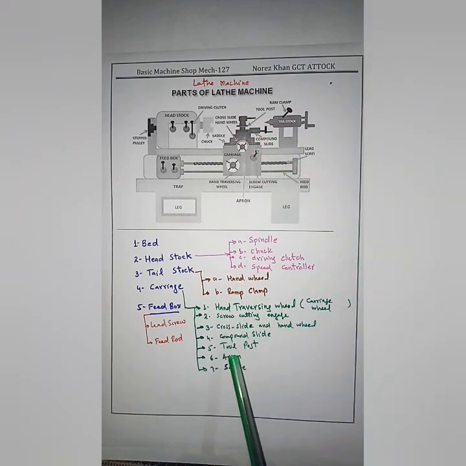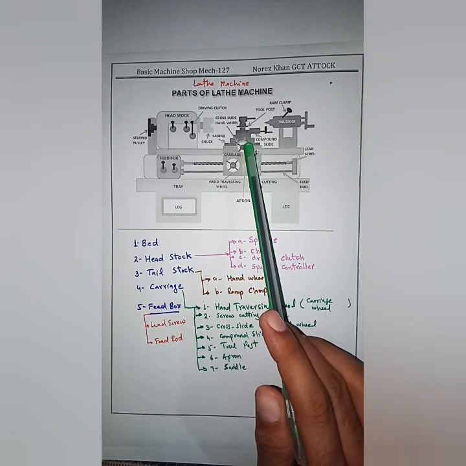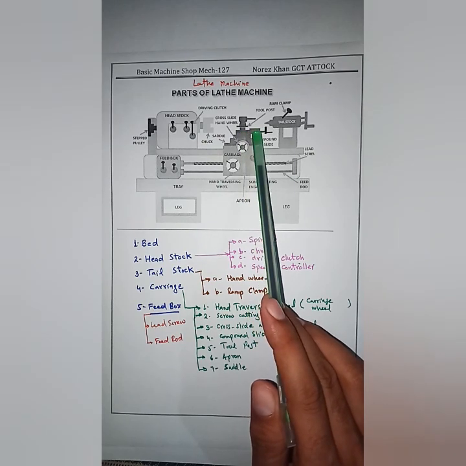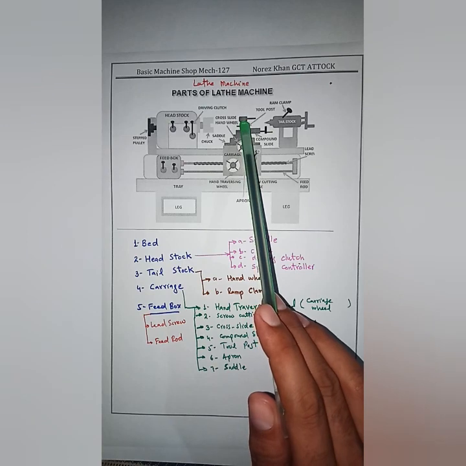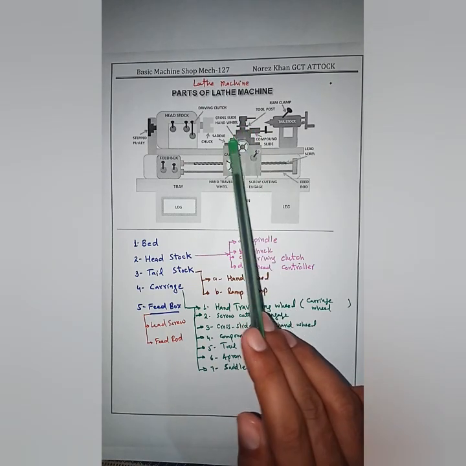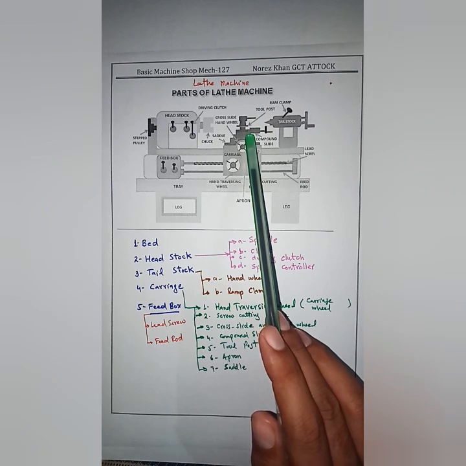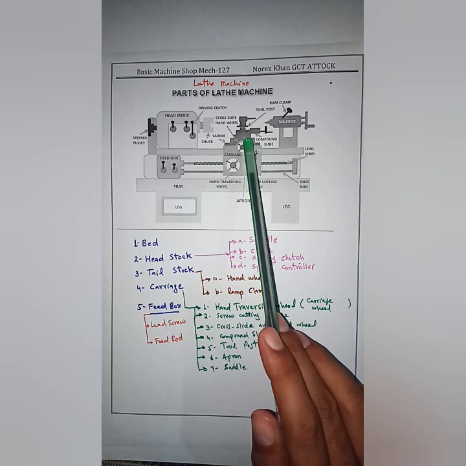Let's look at the next portion. The next part of the carriage is the compound slide. The upper portion from the cross slide is called a compound slide. We can look at that part. It also has a handle, like here. The compound slide supports the tool post. The compound slide can be rotated at any angle. We use the compound slide while taper turning in the lathe machine.